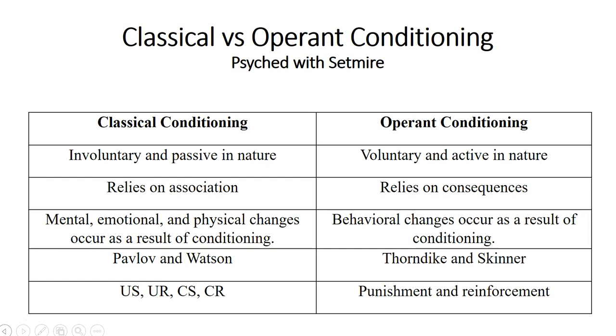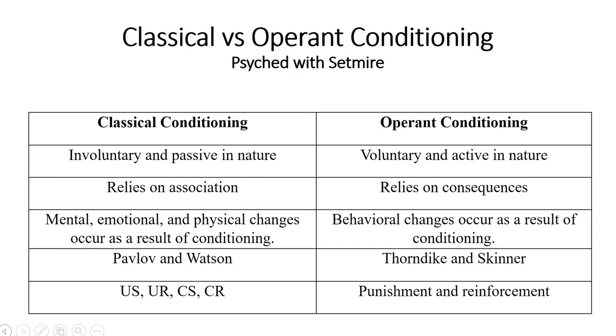Classical conditioning relies quite a bit on association, right? The dog learning to associate the bell with the food, right? So learning to associate or pair two events together. While operant conditioning relies a little bit more on consequences. So, what are the consequences to my behavior? Am I rewarded or punished for what I just did?